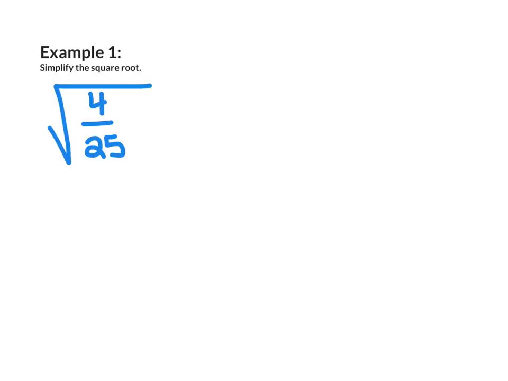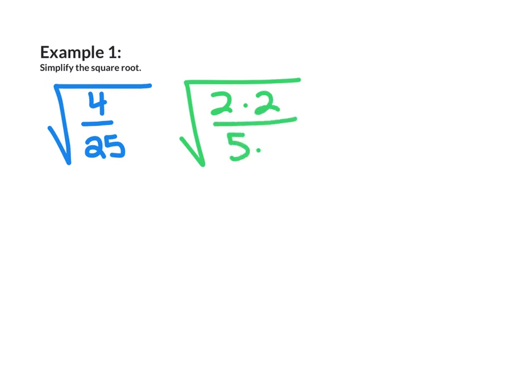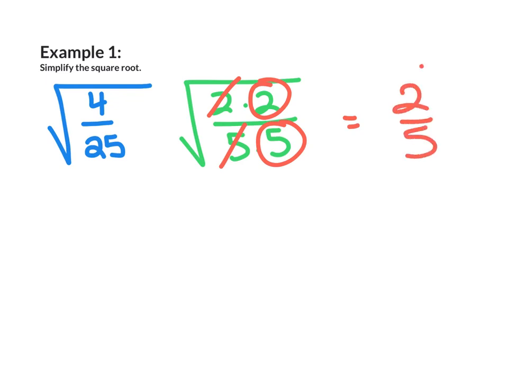I'm going to break down each equation and look for twins. 4 is really the square root of 2 times 2, and 25 is really 5 times 5. I now have twins. One dies, one escapes. So the square root of 4 over 25 is 2 over 5.